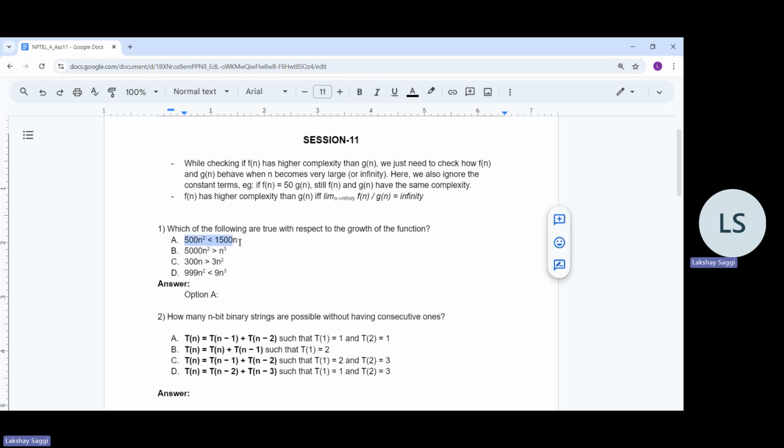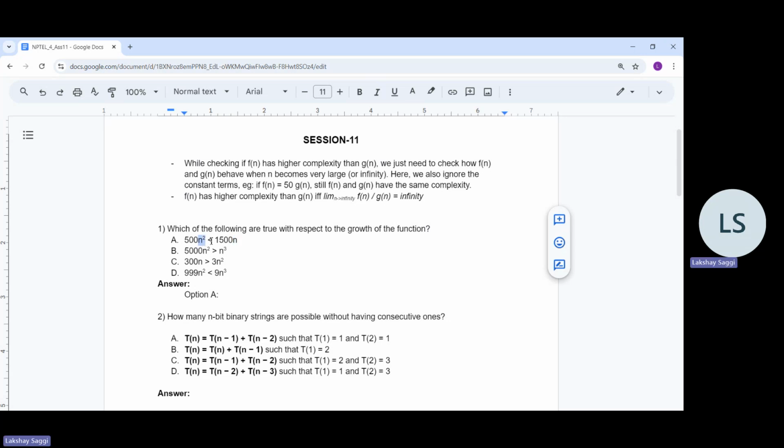So this statement actually denotes that the function 500 n square has lower complexity than the function 1500 n, and so 1500 n has a higher complexity than 500 n square. But note that this is actually false, because, as I said, we ignore the constant terms. So 500 and 1500 can be ignored, and between them, n square has a higher complexity than n.